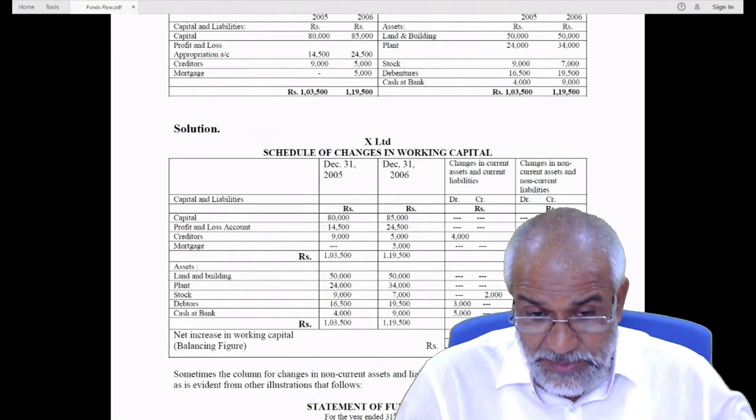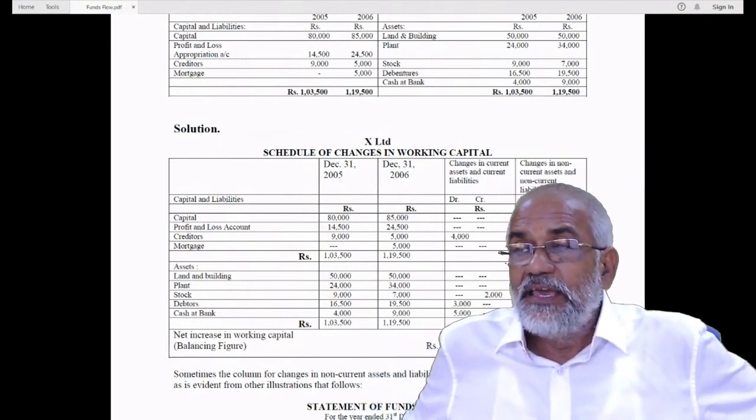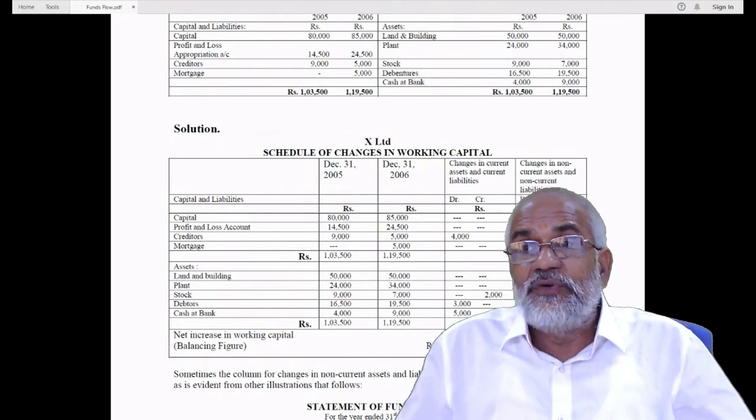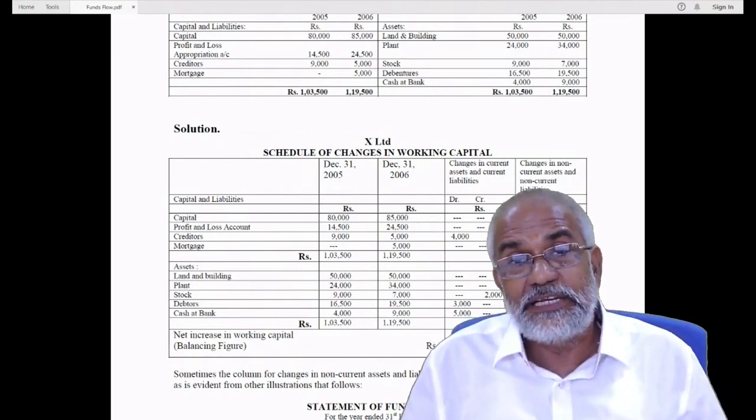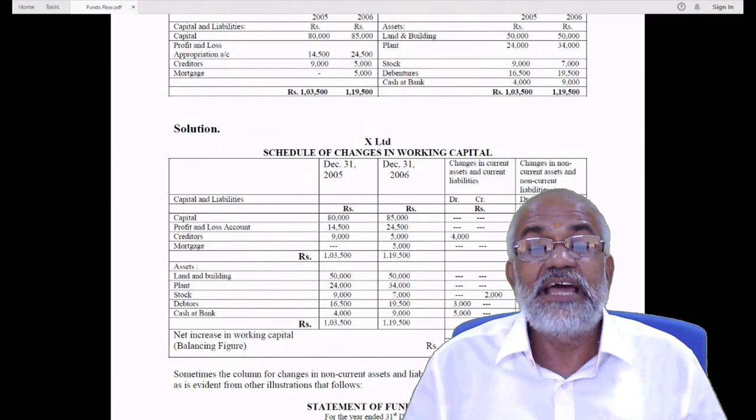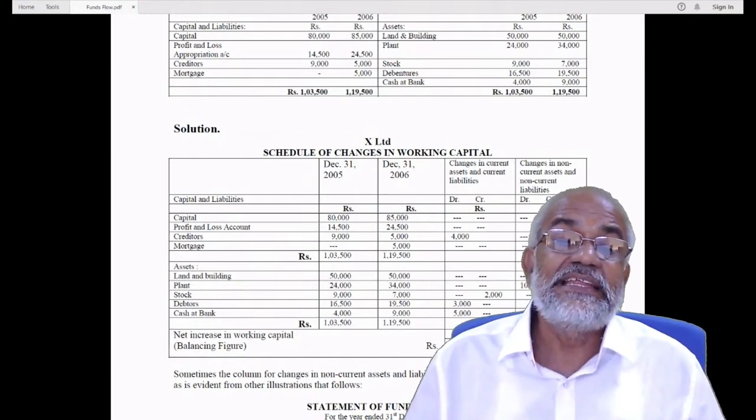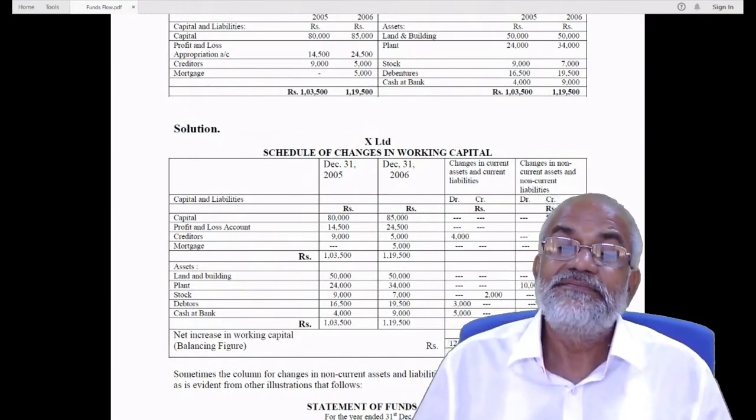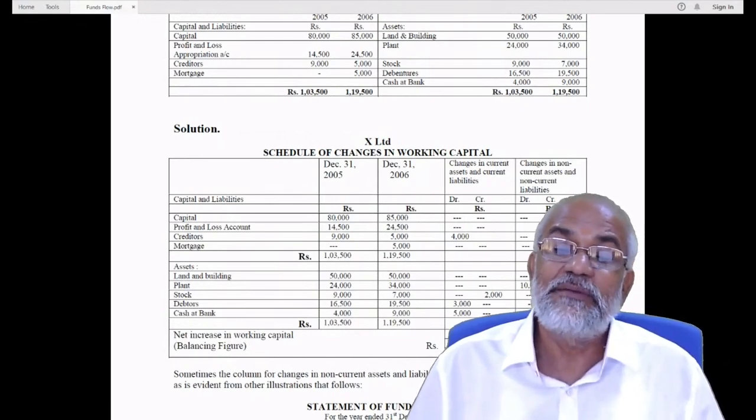Please remember that when the balancing figure is coming in the credit column of the current category, it will obviously come in the debit column of the non-current category, and that would be titled as net increase in working capital. And here, the balancing figure is the net increase in working capital.